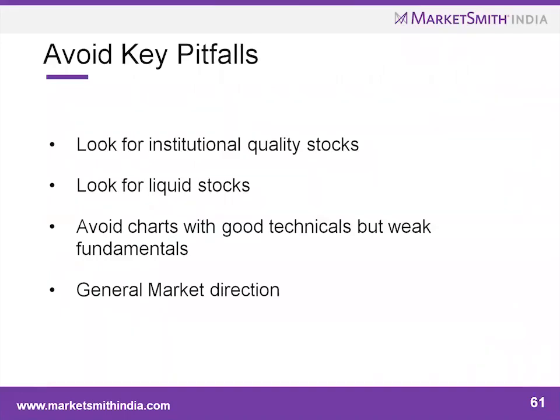So what are some of the pitfalls which you need to avoid? Look for institutional quality stocks. So these are some things which you should adopt. Look for liquid stocks. People generally tend to avoid all those things. Third is avoid charts with good technicals but weak fundamentals. This is very important. If technically it is breaking out but the fundamentals are poor, just avoid it. Even if that stock gives you 100%, we are not happy in getting returns from those stocks which are fundamentally weak. Fourth is general market direction. Your market should be in a confirmed uptrend. Don't buy a stock when the market is in correction.